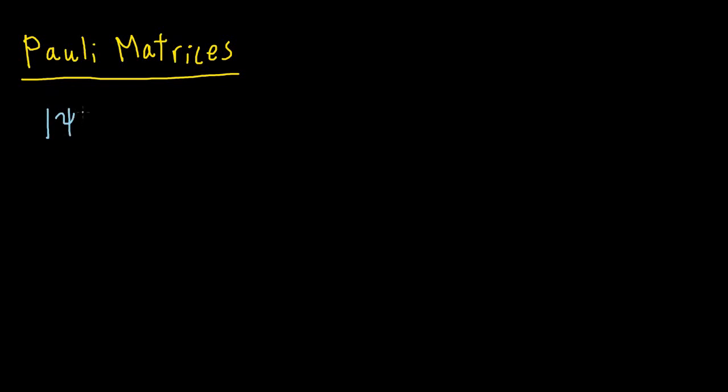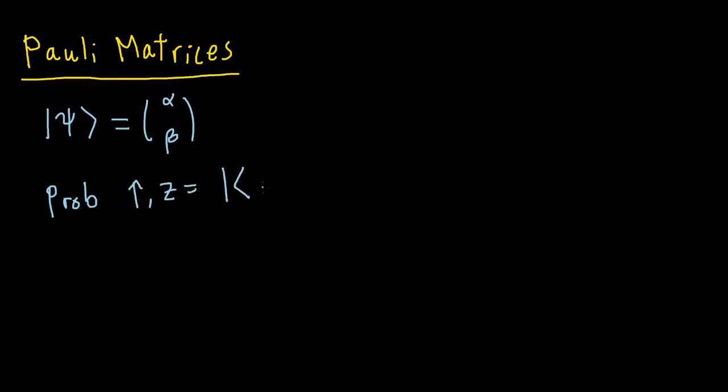So say you have an electron with a quantum spin state psi with components alpha and beta, and you do a spin measurement along the z-axis. We know that the probability of finding the electron in the spin up state along the z-axis is equal to the absolute value of the inner product of the spin up state along the z-axis with psi squared, which is just the absolute value of alpha squared.